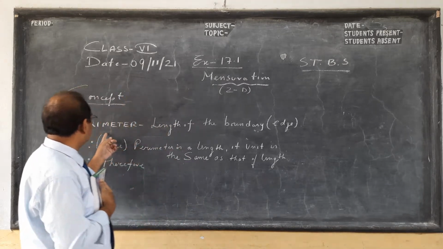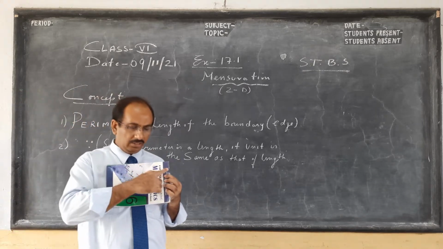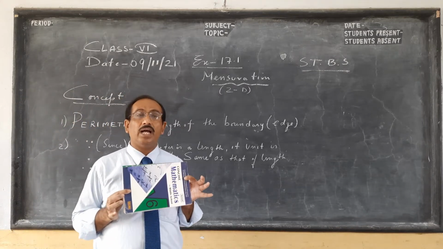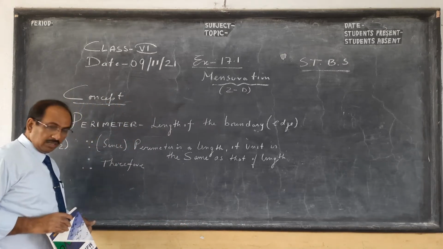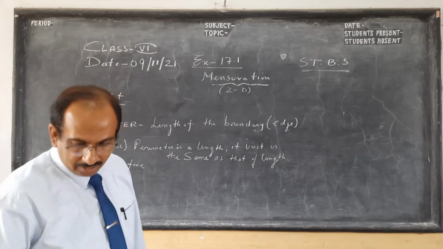So area today I'll not do, one or two video lessons I'll make on perimeter. So perimeter, as you see, is the length of the boundary. I'll tell you where it has practical application. Next thing, since perimeter, generally in maths children get confused.